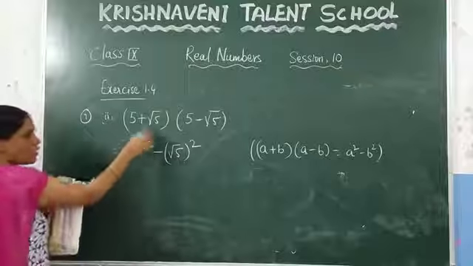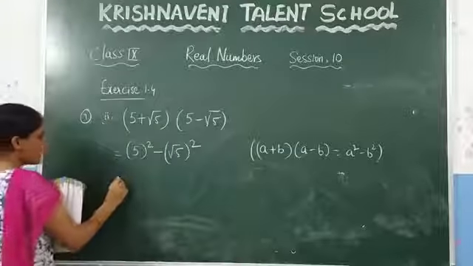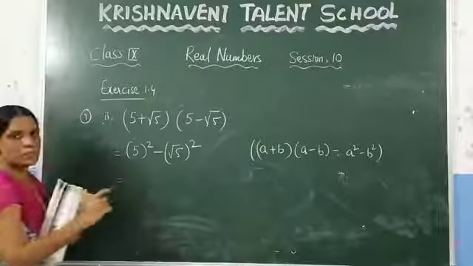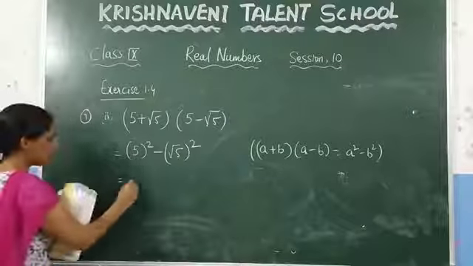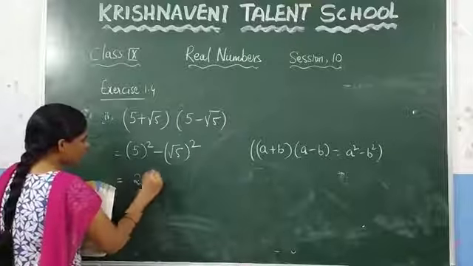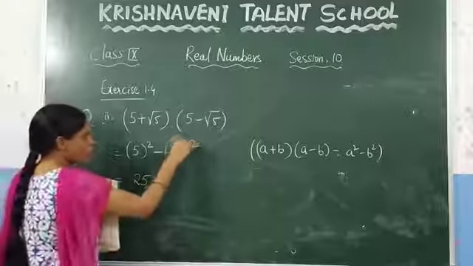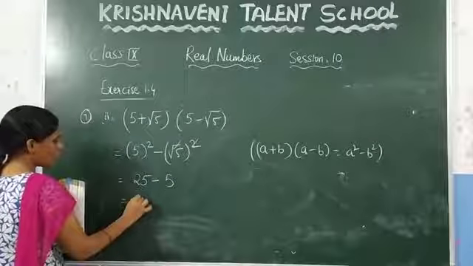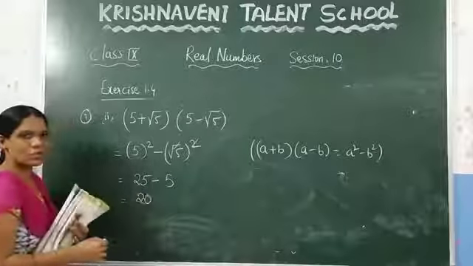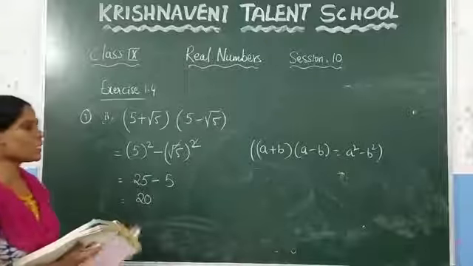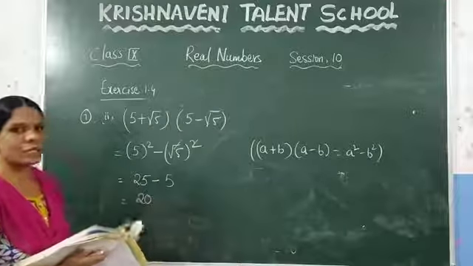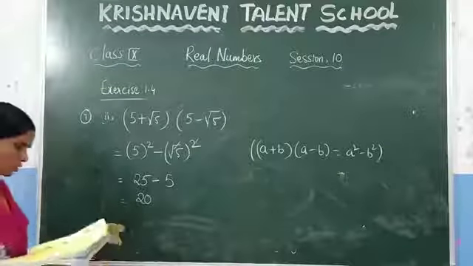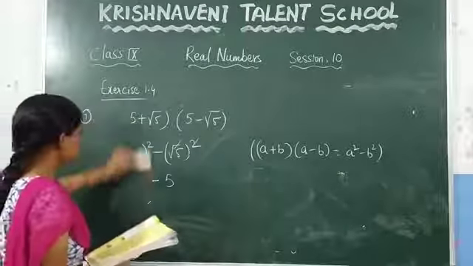Just substitute the value of a and substitute the value of b. Here what do you get? 5 square. That means you are multiplying 5 two times. What is the value of 5 into 5? 25. So write it here 25. You know that here this square and this root will get cancelled. You will get 5. What is the value of 25 minus 5? Which is 20. Here we are using the formula a plus b into a minus b so that you can do the calculation. Now see the next question.